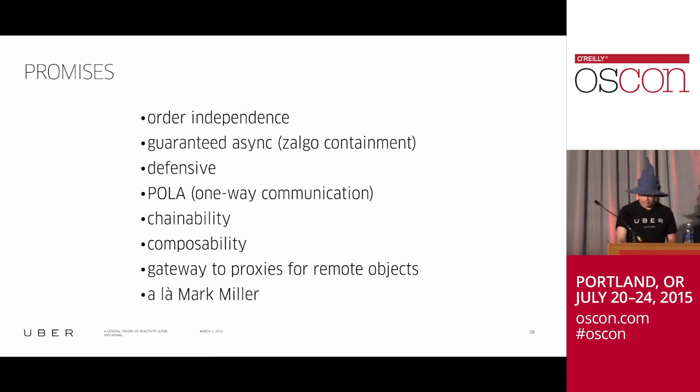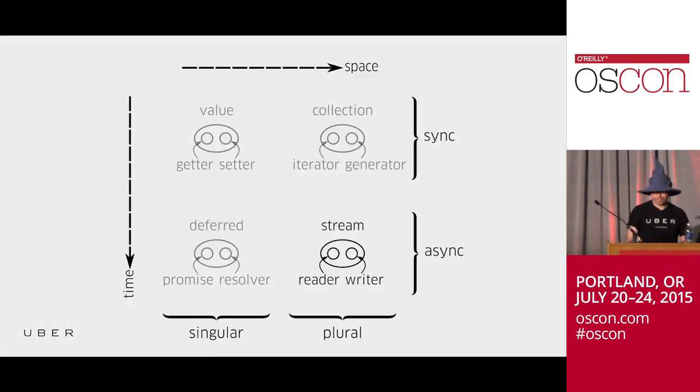And promises came to me by way of Mark Miller, who has given quite a bit of inspiration and coaching for the development of promises in JavaScript as a whole, and has a namesake in Miller columns. The column view in OS X is named after him because of his work on those at Xerox PARC.